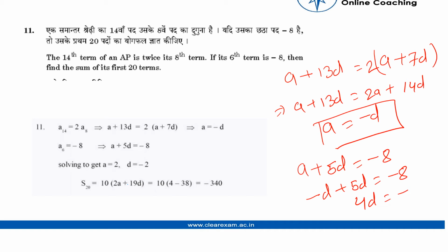4d = -8, d = -2. So we have a = 2. And we have to find out the sum of the first 20 terms.